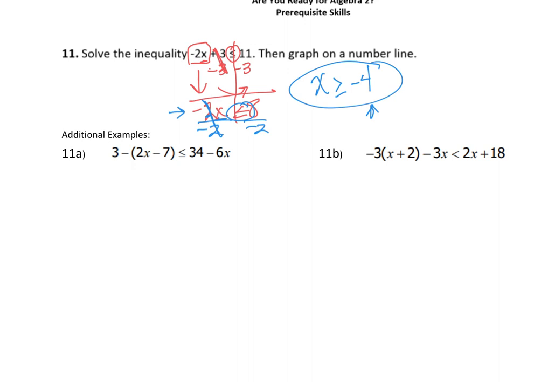Okay, moving on. A couple more inequalities here. I have 3 minus, and then parentheses, 2x minus 7. It's less than or equal to 34 minus 6x. The first thing we have to do is look, do we have parentheses or any kind of multiplication in the problem? If we do, we have to do what we call expand. Multiply it out, make it a little bit bigger.